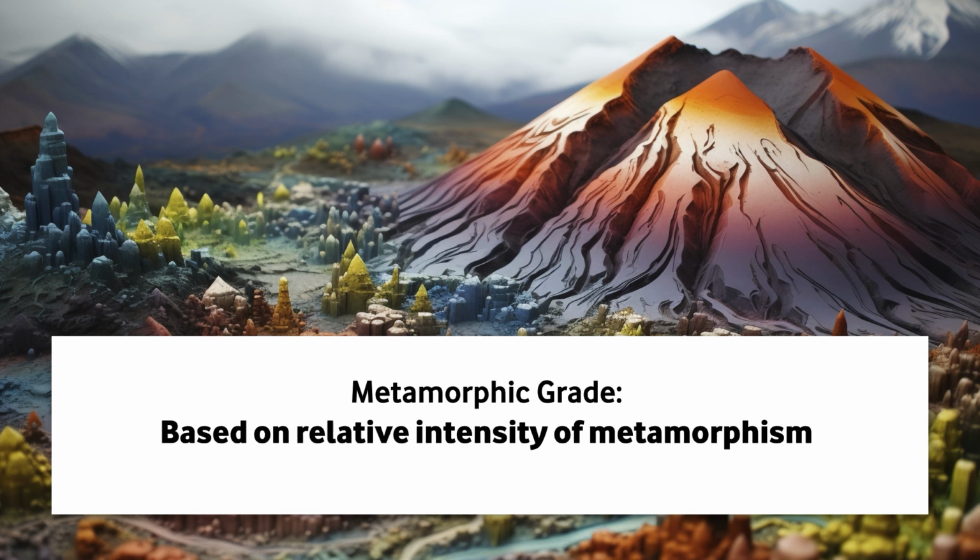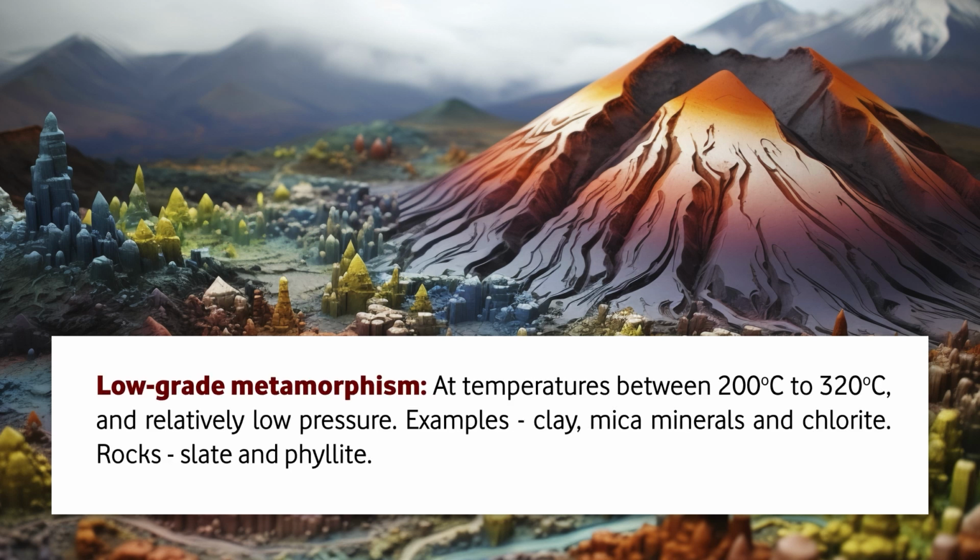Metamorphic grade based on relative intensity of metamorphism is classified as low grade metamorphism, at temperatures between 200 degrees centigrade and 320 degrees centigrade and relatively low pressure. The examples are clay, mica minerals and chlorite. The rocks are slate and phyllite.